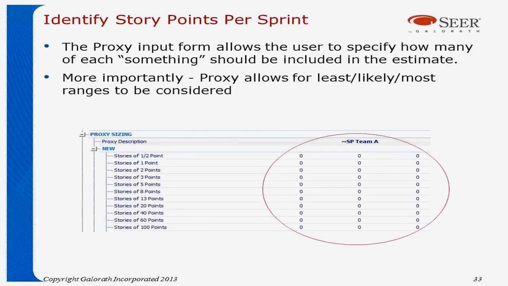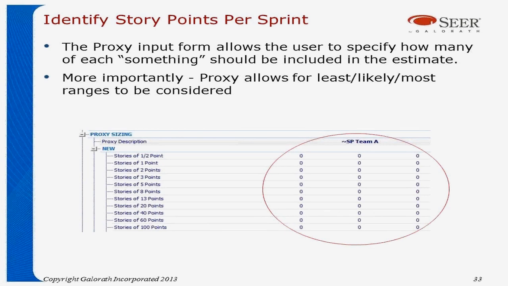This will bring up another input screen for you to input your estimate. This is going to allow you to specify how many of each of those somethings you want to be in your estimate. In our case, we're talking about user stories that are weighted with certain story point values. The nice feature here is that you can also enter a least likely and most range for the story points.